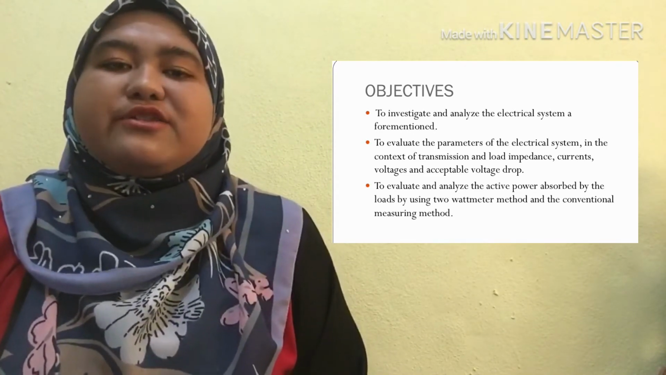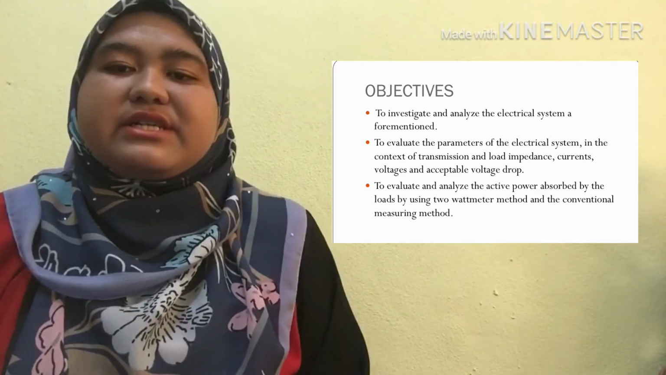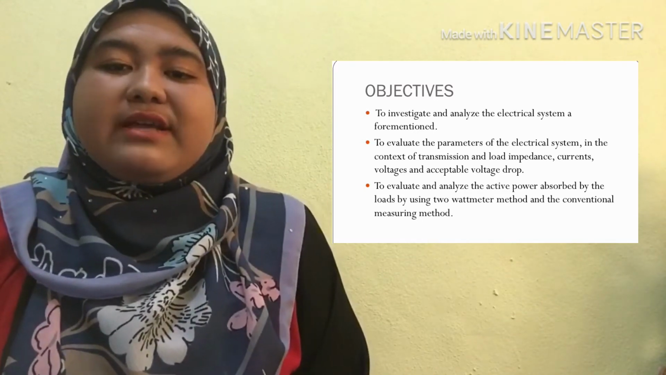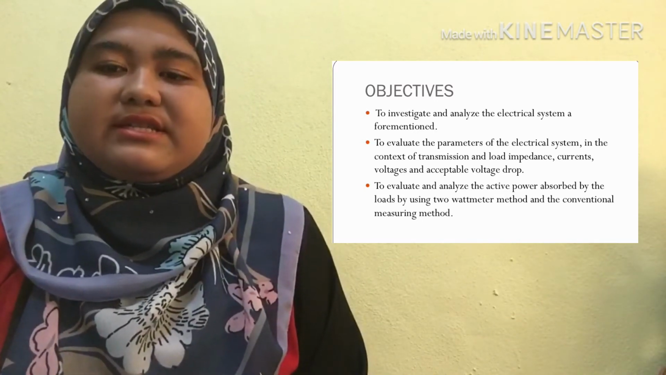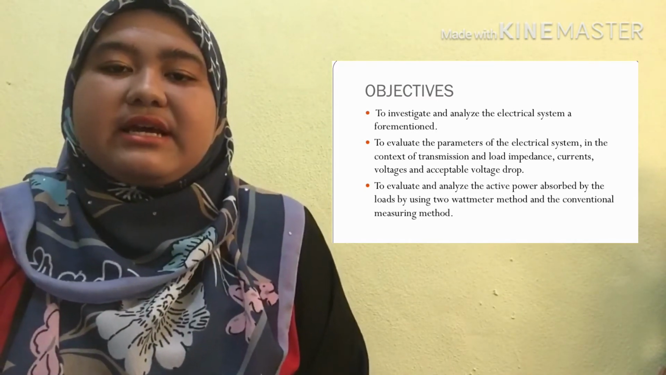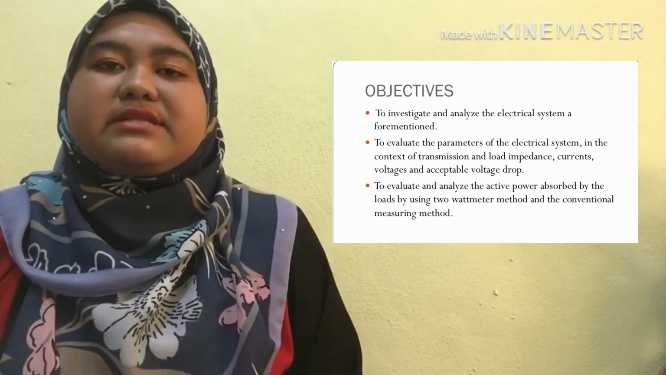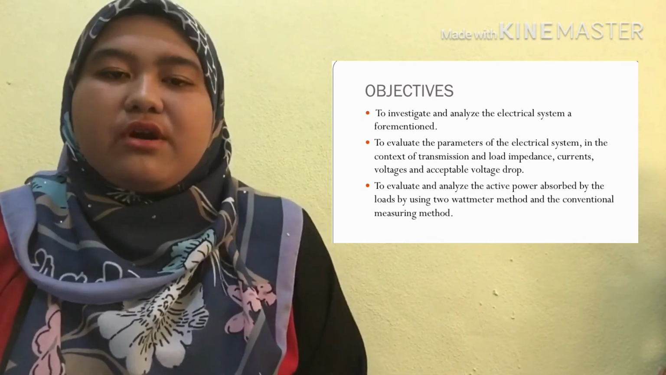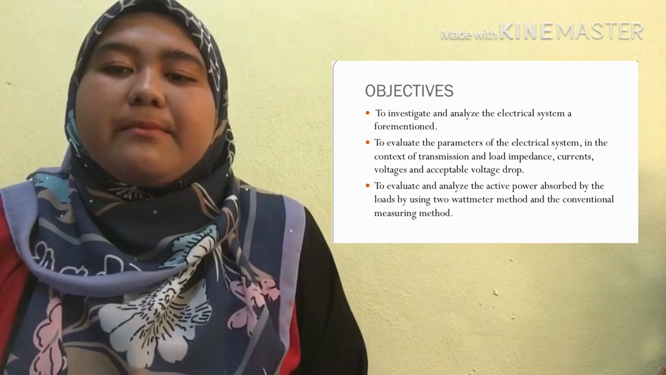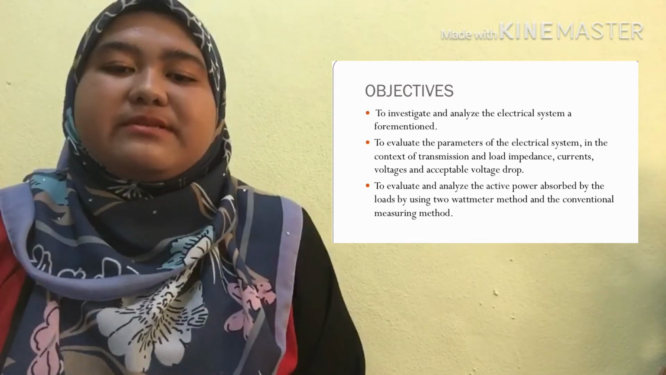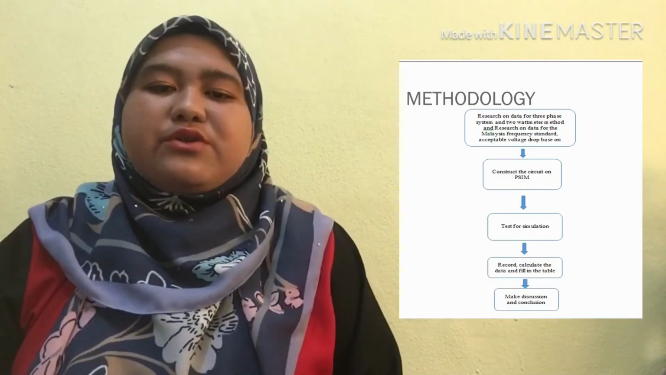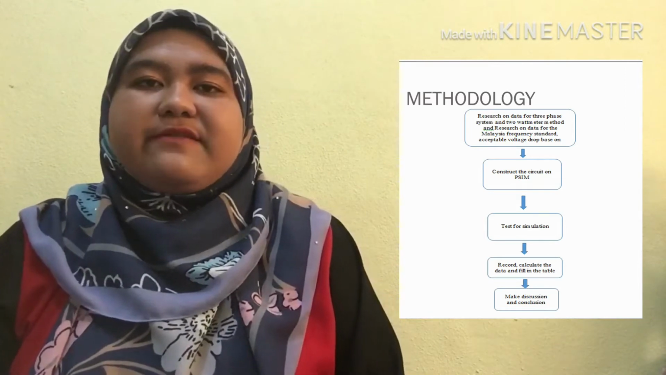Next, in this mini project, I have three objectives. First is to investigate and analyze the electrical system aforementioned. Second, to evaluate the parameters of the electrical systems in the context of transmission and load impedance, currents, voltage, and acceptable voltage drop. And the last is to evaluate and analyze the active power absorbed by the loads by using the 2-wattmeter method and the conventional measuring method.